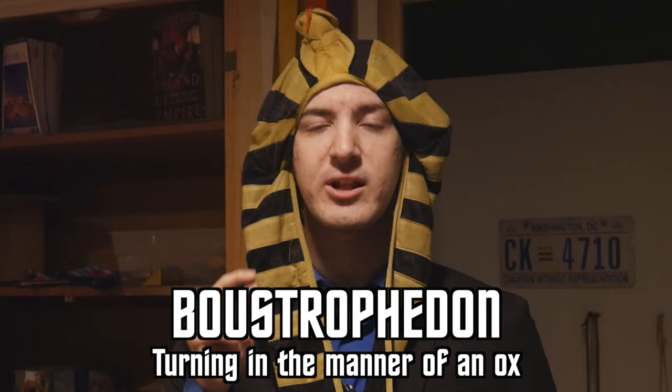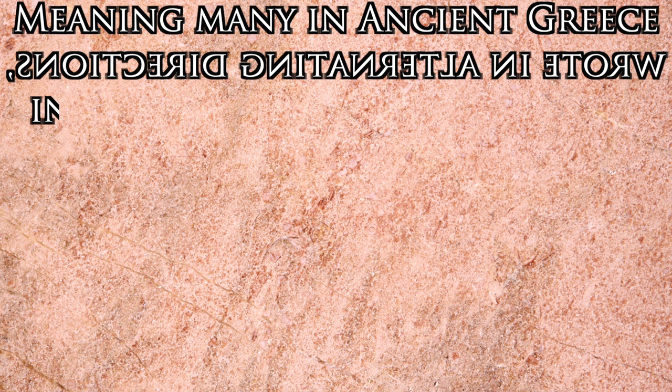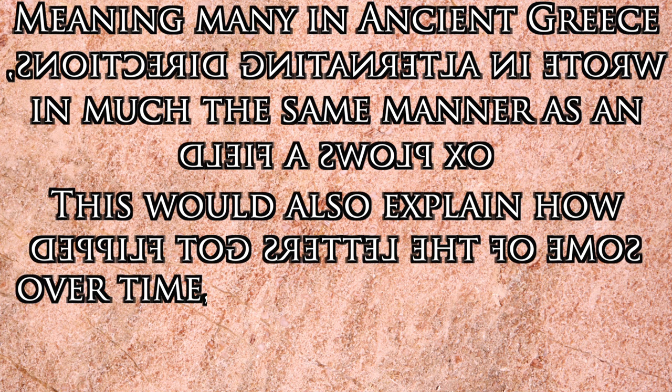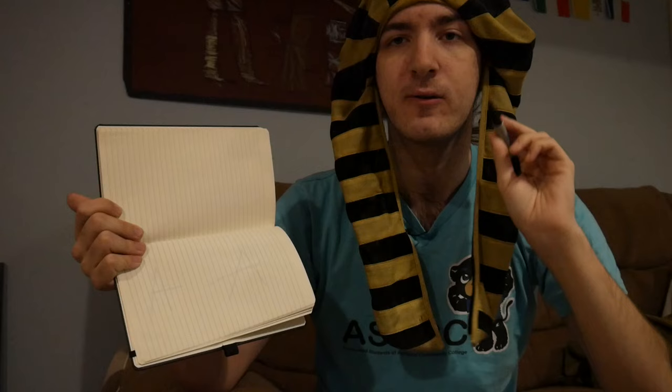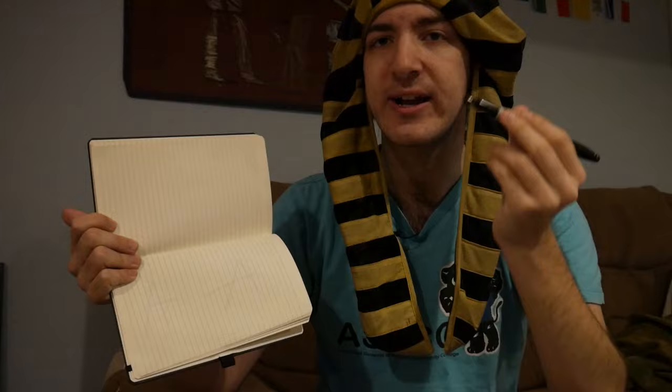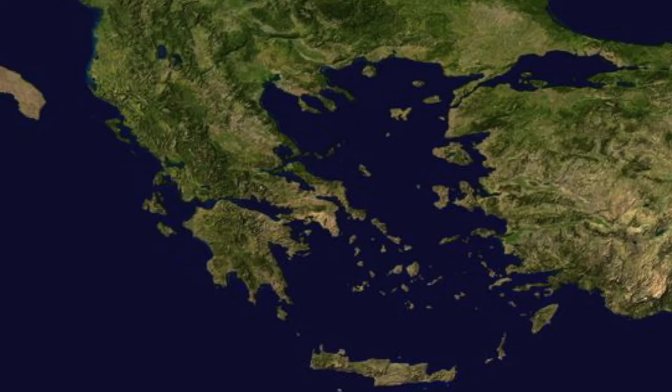Meaning many in ancient Greece wrote in alternating directions in much the same manner as an ox plows a field. This would also explain how some of the letters got flipped over time, since the letters were also mirrored along with the sentences. For instance, if I were to write out the letter A, going left to right, I would write it out like this, but going right to left, I would write it out like this. Okay, bad example.